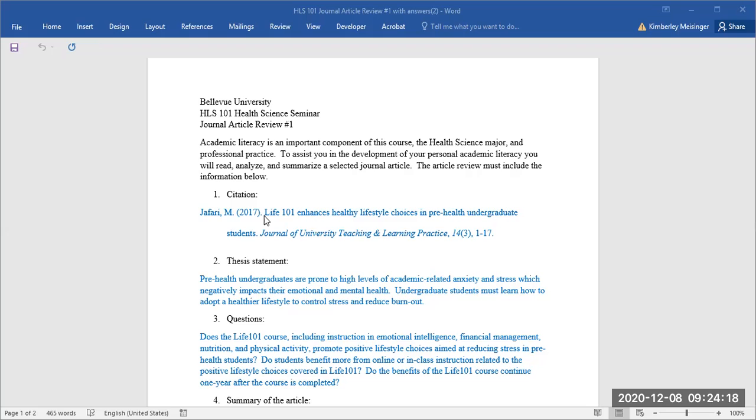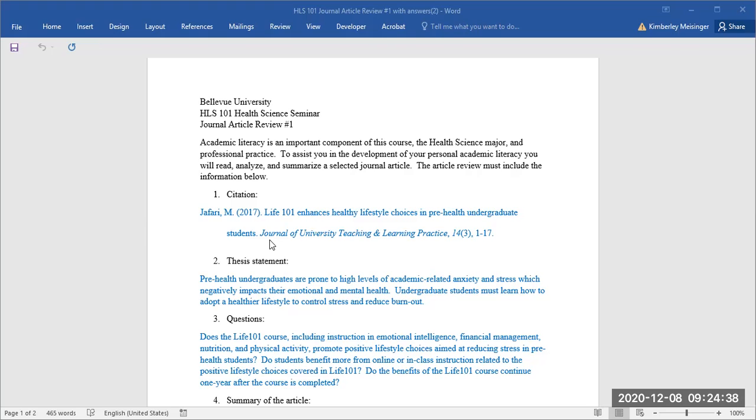Then you'll notice that the journal article name is going to be listed next. So Life 101 enhances healthy lifestyle choices in pre-health undergraduate students. Notice that the first letter of the first word, Life, is capitalized, and notice that all the remaining ones are lowercase. That's going to be true for any journal article you use in APA format.